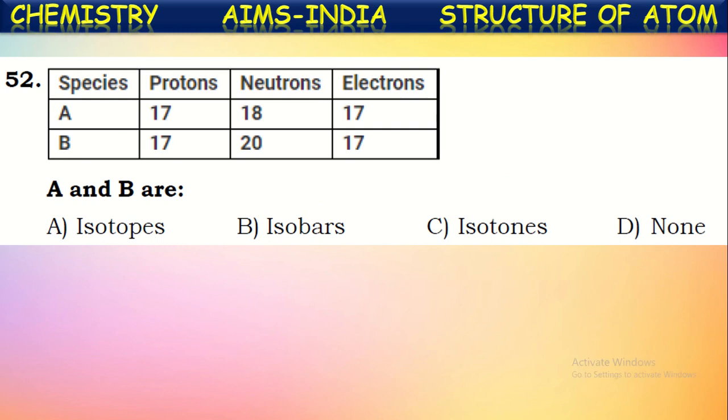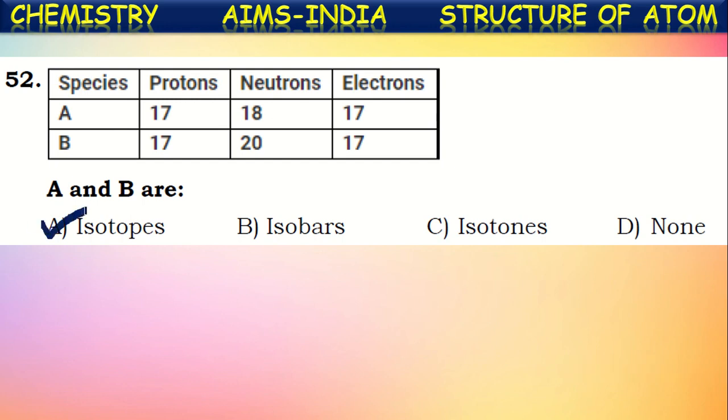See here two species are mentioned, A and B. Their fundamental particle numbers are also given in the tabular column. Observe once. So what relation do these two have, A and B? A and B both have the same number of protons, but they have different numbers of neutrons. Now we can say A and B have the same atomic number but different mass numbers. The atoms which have the same atomic number but different mass numbers are defined as isotopes.